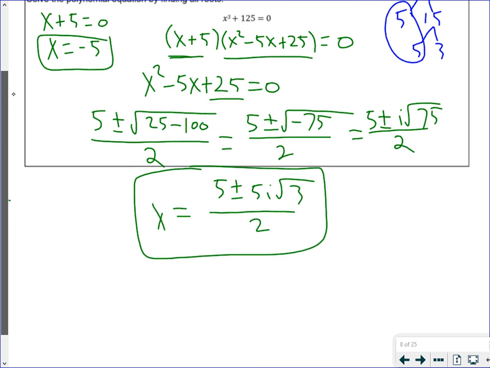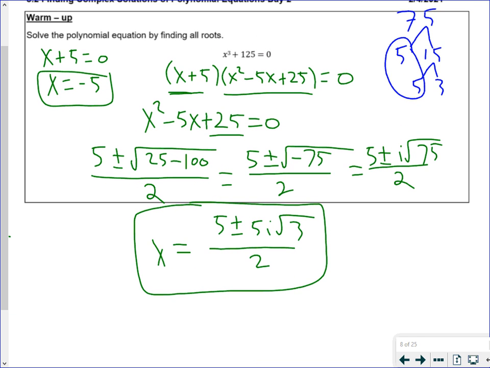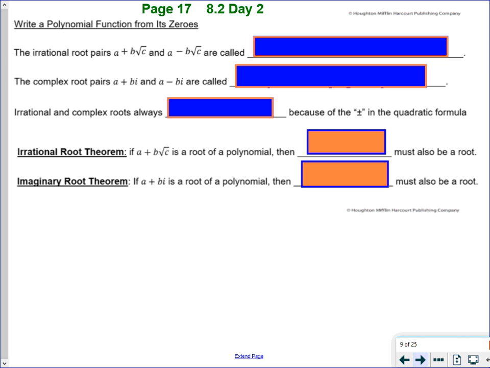And if we think about what we said in the last video, in the last day, we said that the total number of zeros has to equal the total degree of the whole polynomial. The degree of the polynomial is 3, and we see we have 3 zeros: x equals -5, and x equals 5 plus 5i root 3 over 2, and 5 minus 5i root 3 over 2. That's called the fundamental theorem of algebra, and we meet it, so we have all our zeros. So anyway, let's go ahead and get started with the notes for the day.